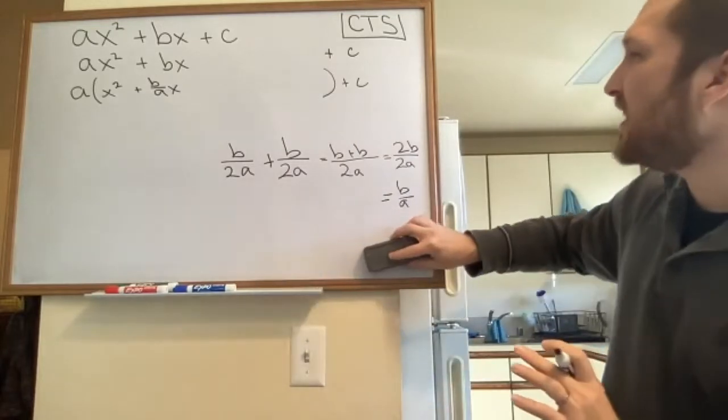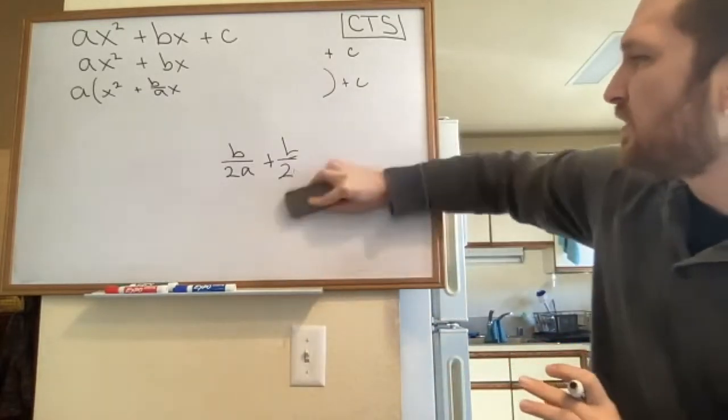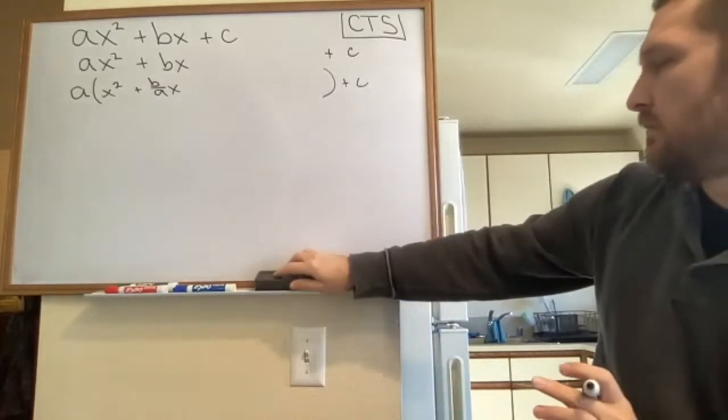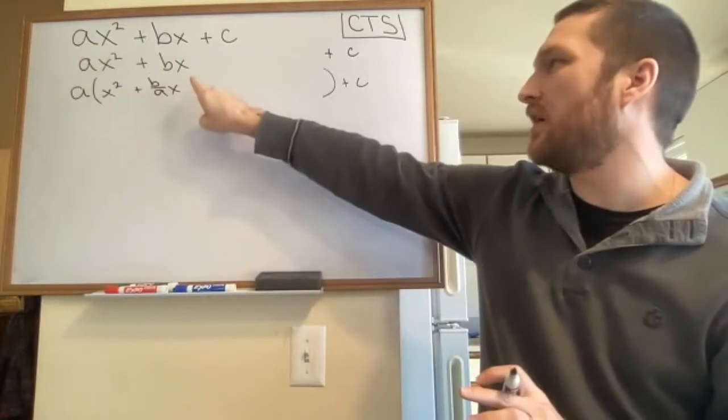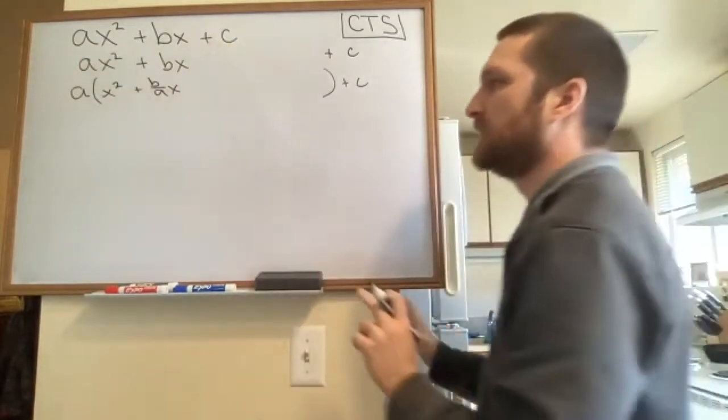So here's the thing. So you told me that, okay, what are we missing here? In order to complete a square, I need to add what?